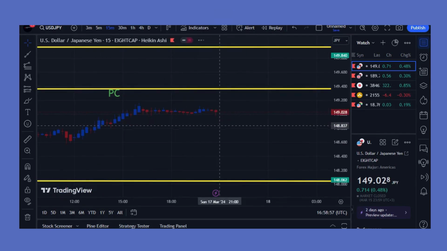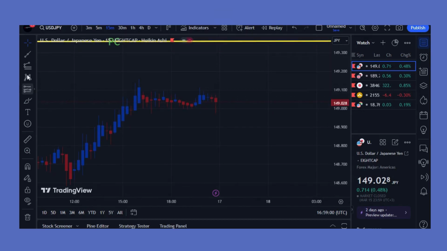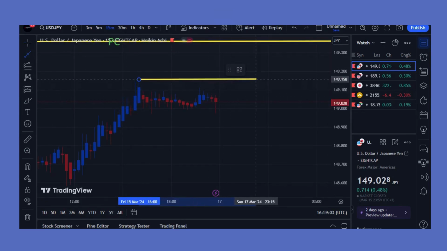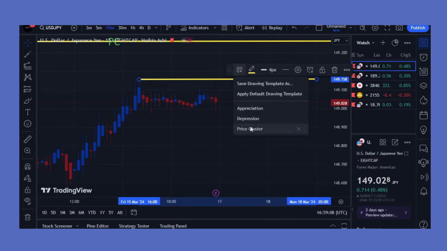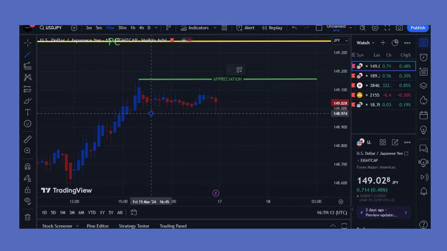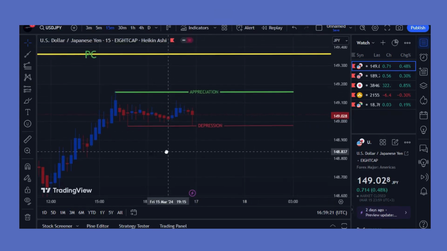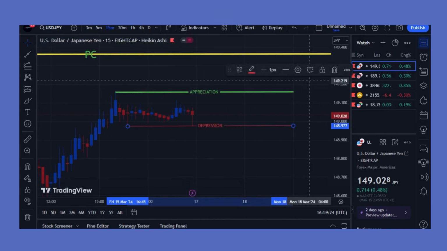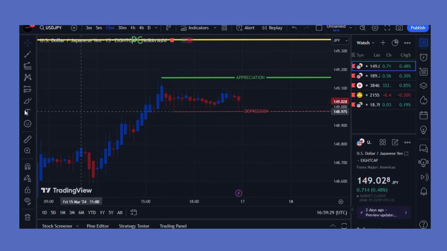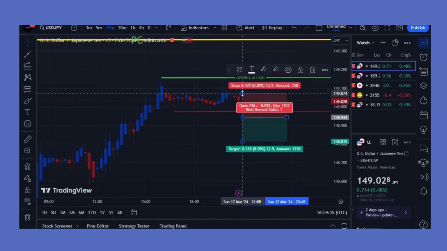Moving to 15-minute time frame. This is where we identify our appreciation and depreciation level. So this is where we'll be entering our position. Okay. So 10 pips below this line, we're looking for short.